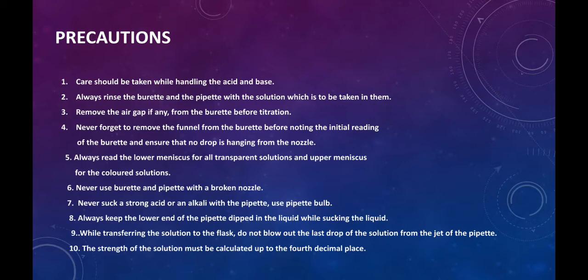Seventh, never suck a strong acid or a strong alkali with the pipette. Use pipette bulb. Eighth, always keep the lower end of the pipette dipped in the liquid while sucking the liquid. Ninth, while transferring the solution to the flask, do not blow out the last drop of the solution from the jet of the pipette. Tenth, the strength of the solution must be calculated up to the fourth decimal place.